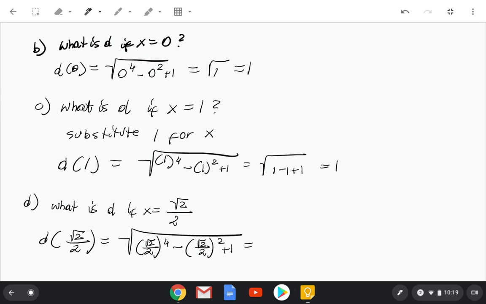Okay, and this is what we're getting. Radical of 2 to the 4 power, it's radical of 2 times radical of 2 times radical of 2 times radical of 2. So you're getting 2 times 2, which is 4, over 2 to the 4 power, 2 times 2 is 4, times 2 is 8, 8 times 2 is 16, minus 2 over 4 plus 1.